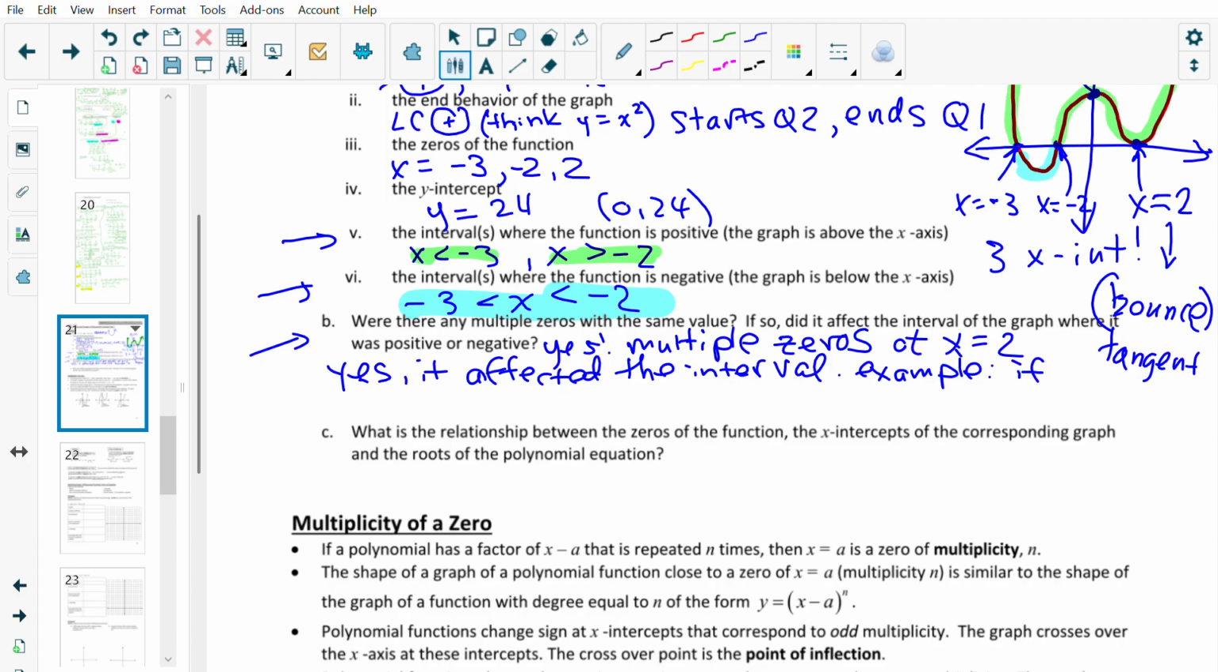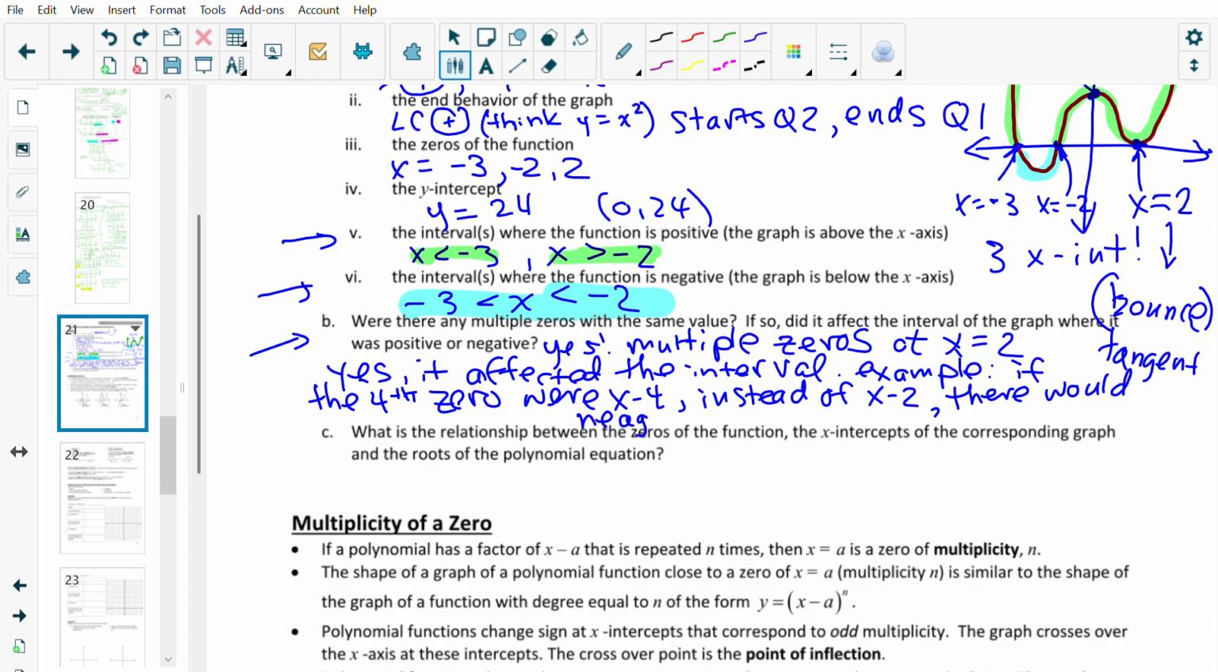Example, if the fourth zero were different, so if the fourth zero were x minus 4 instead of x minus 2, there would be an additional negative interval at 2 is less than x, but x is less than 4.